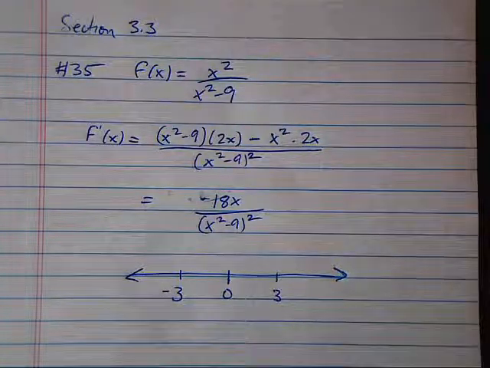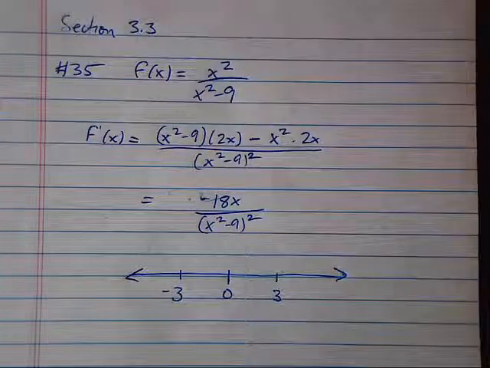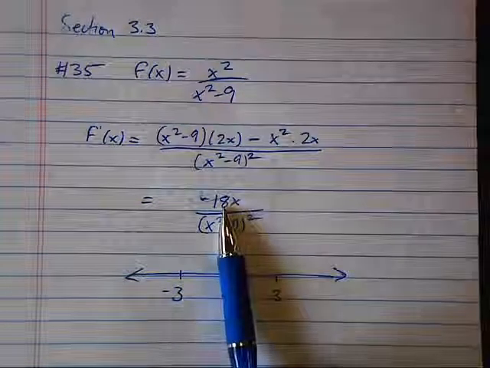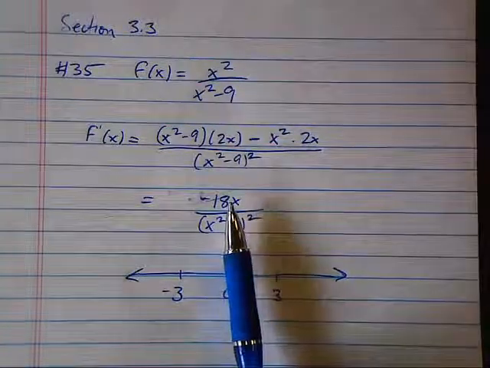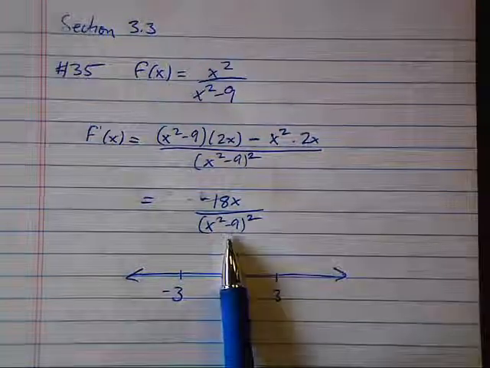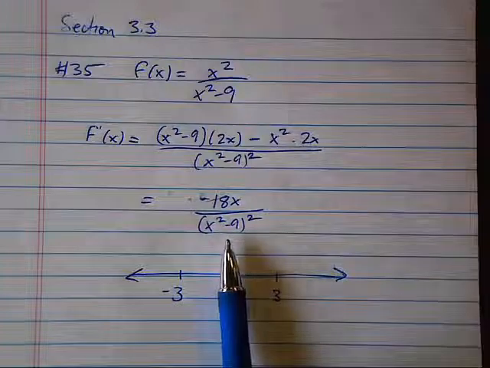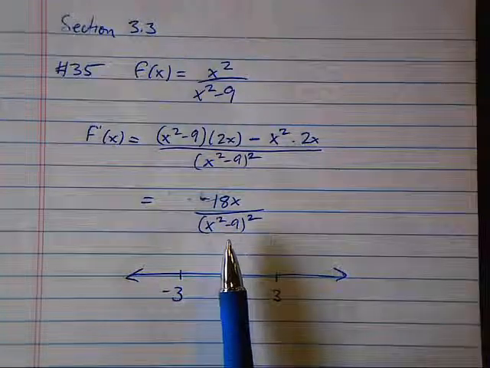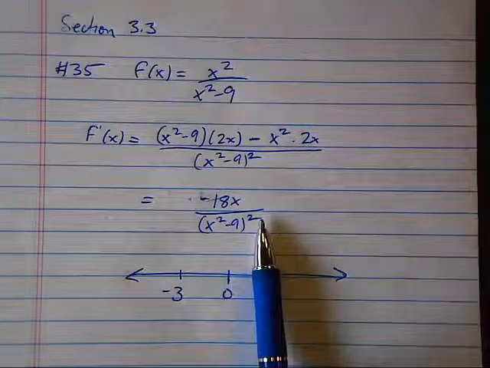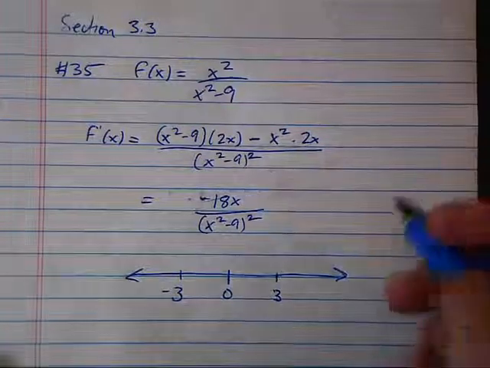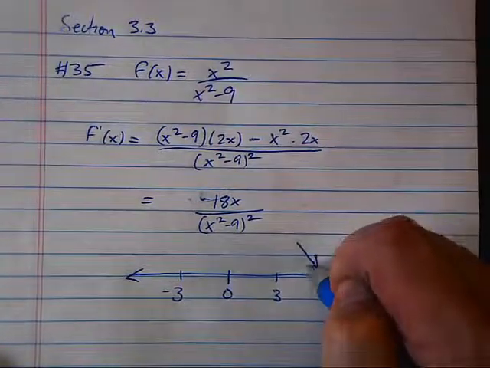Okay, what's your favorite number bigger than 3? 4. I plug 4 in. The top is going to be negative 18 times 4. That's a negative number. The bottom's going to be a positive number. The bottom's always going to be a positive number, isn't it? Because it's the whole thing squared. So if I plug in 4, I've got negative over positive. That's negative. Decreasing there.